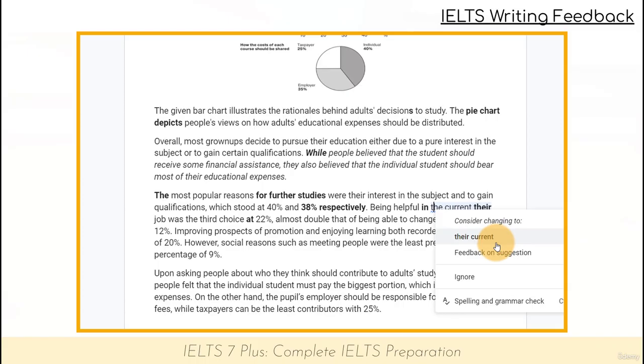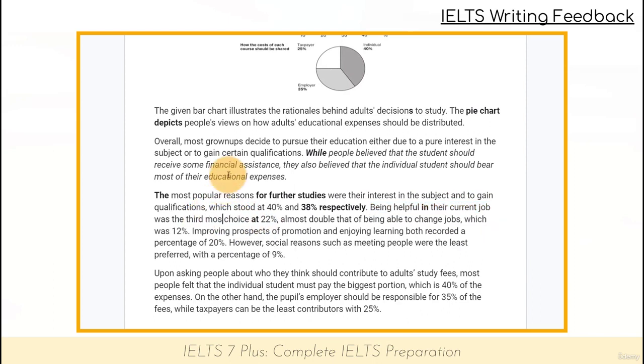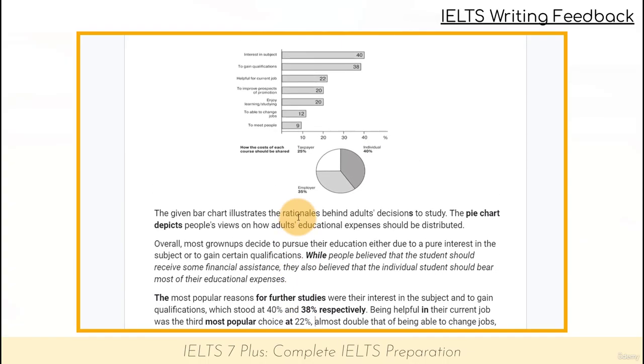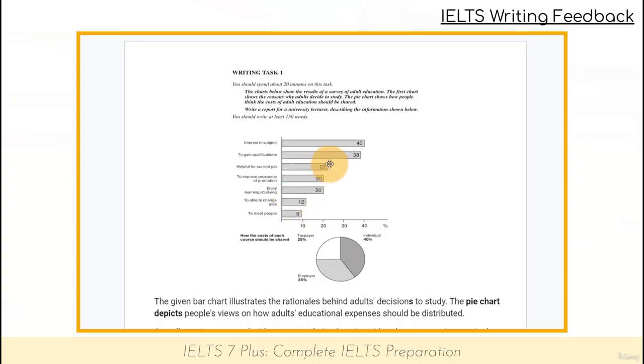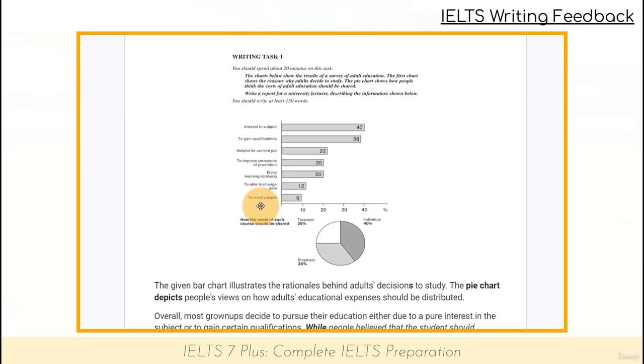Let's have a look what's suggested here. Being helpful in their... Okay. Quite useful to have Google make the changes sometimes. Being helpful in their current job was the third choice, was the third most popular choice. Just to be more specific, at 22%. This is what I like. Comma, great use of comma to split up the clauses here. Almost double that of being able to change jobs, which was 12%. Let's have a look. So we said 22% here. Being helpful in their current job was third.